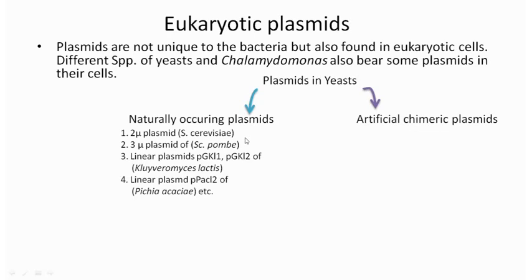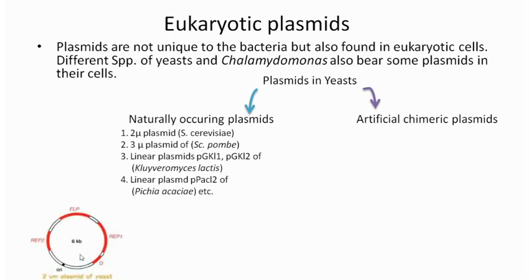This lecture will not include the details of these plasmids so far, but a little bit of them, since it has already been a long video. We will talk about this in a separate video lecture in detail. There is a 3-micron plasmid also found in Schizosaccharomyces pombe. There are certain linear plasmids, pGKL1 and pGKL2 in Kluyveromyces lactis, and pPAC1 in Pichia acaciae. So these are the naturally occurring plasmids in yeasts.